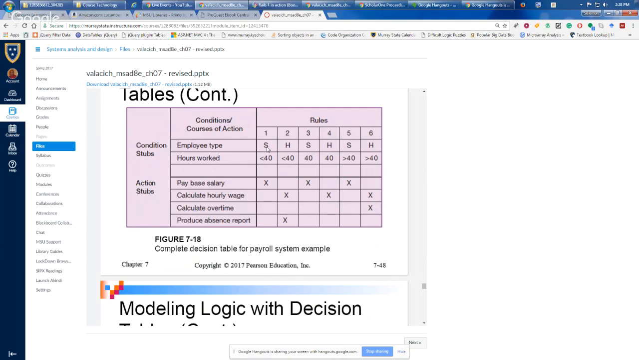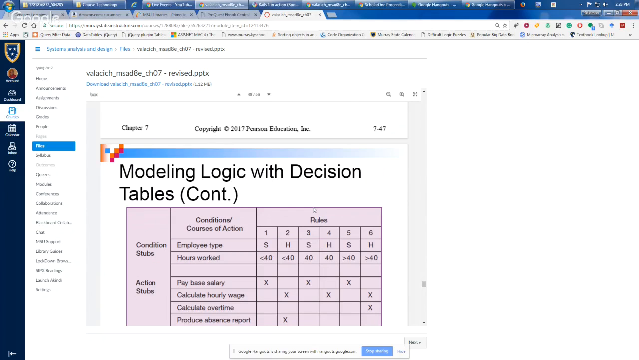Now in this problem, there are two types of employees. Employee type is S or H, and for hours worked there are three types: less than 40, 40, and more than 40. So three values for hours worked and two values for employee type. So 3 times 2, there are 6 combinations possible. So there are 6 possible rules described in this decision table.